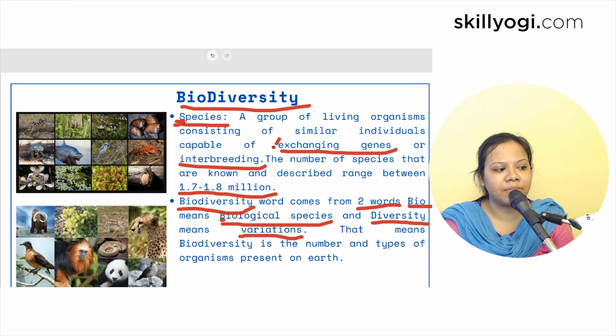You can see the image. These are a few examples of how many types of species are present on our earth. These are plant species, these are snails, this is a kind of crab, this is birds, this is fish, this is a tortoise, this is a tiger, this is snakes, this is a panda, this is a chimpanzee. This is an extinct species, the mammoth.